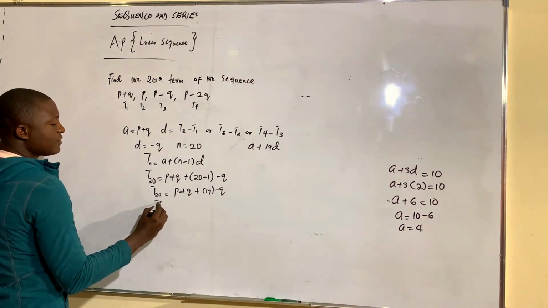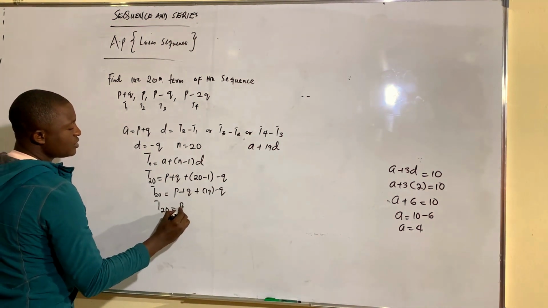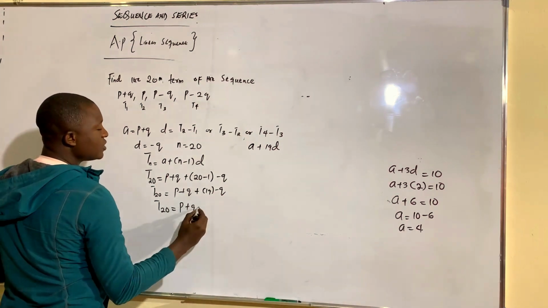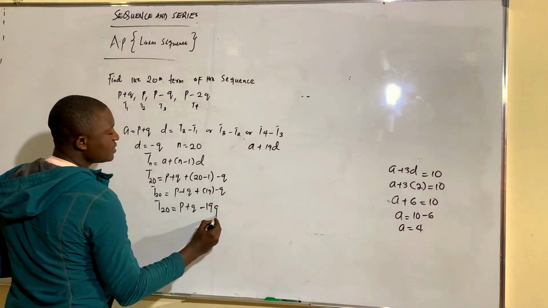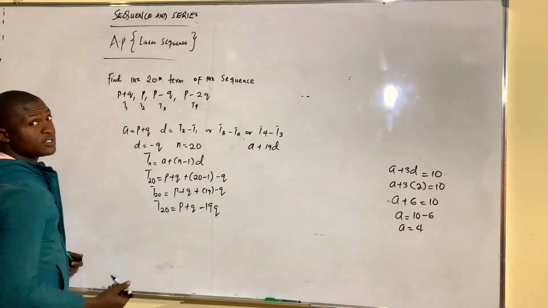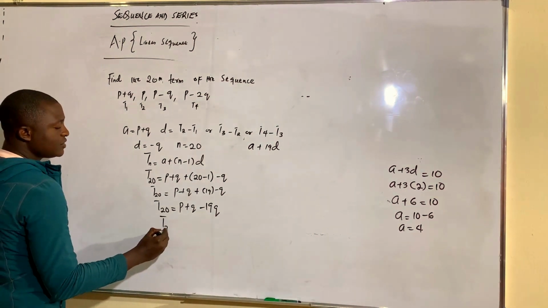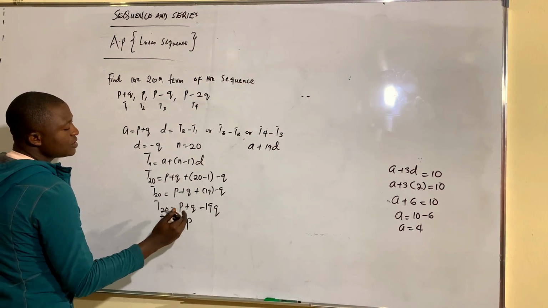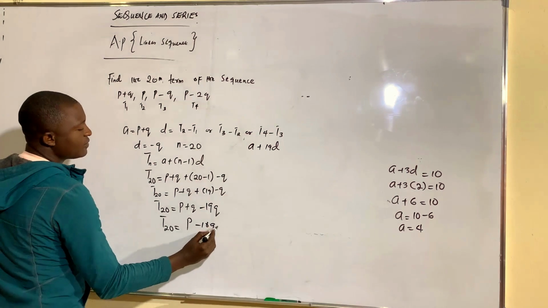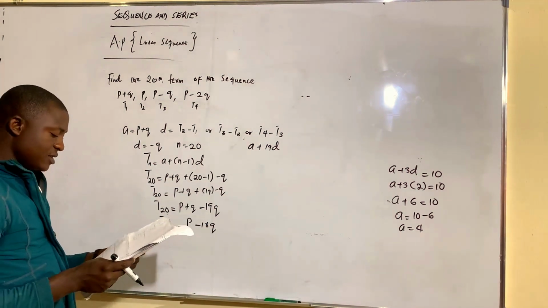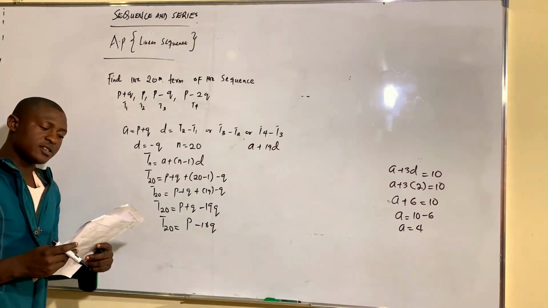So here I can have T20 equal to P plus Q, so plus times minus, of course, that's going to be minus, 19 times Q, we have 19Q. I want to match those who are the same together. That means that we have T20 equal to P plus Q minus 19Q. Of course, we are going to have P minus 18Q.